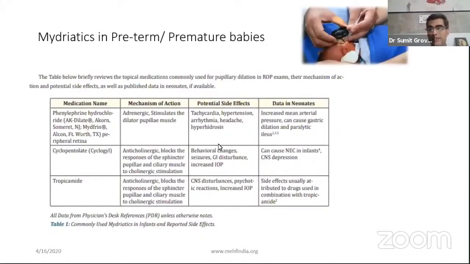Now, I thought that this is a great opportunity to add 2 more special conditions. Being an optometrist, you will be exposed, or may have already been exposed, to assisting with the dilated examination for ROP screening. And there is a lot of confusion about which mydriatic should be used for these small premature children. So this table shows that phenylephrine, cyclopentolate, and tropicamide can be used. And data in neonates shows that these drugs can cause increased mean arterial pressure, CNS depression, and have many side effects. So what drugs should be used?